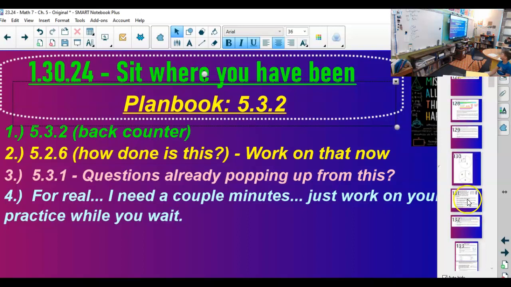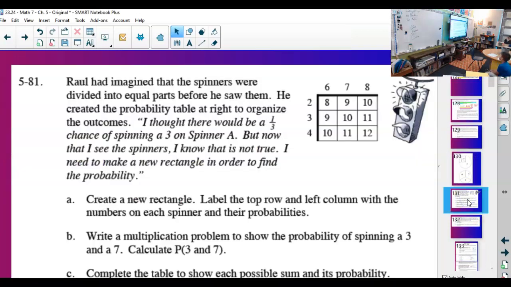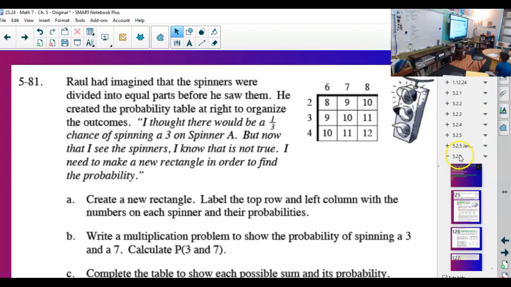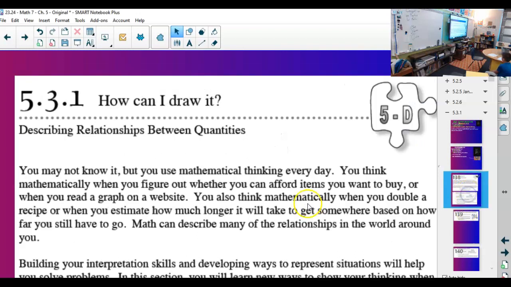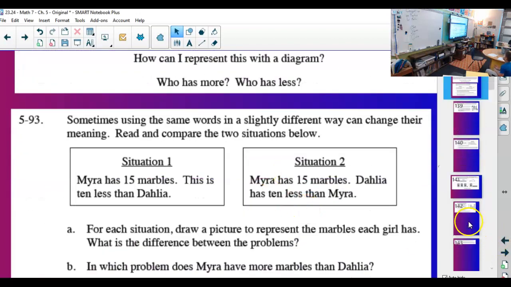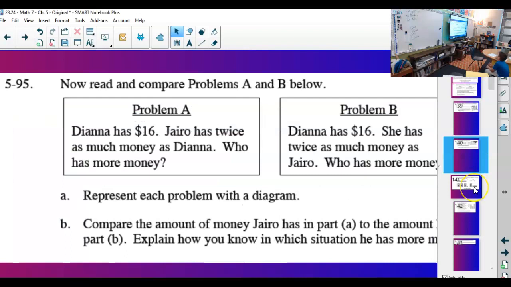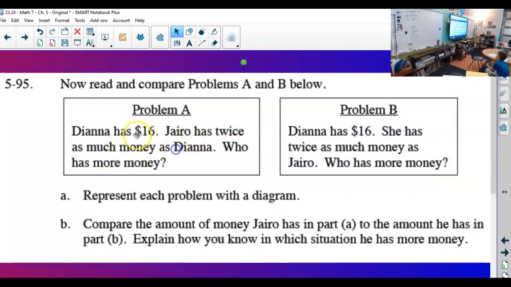and comparisons. So on your 526, sorry, that's still 531. Or no, I want 531. That's where I'm trying to go. We had like these situations about Myra and Dahlia. And then I don't think we did this one together about Diana and Hyro. We did do Diana and Hyro? Yeah, that's what I thought.